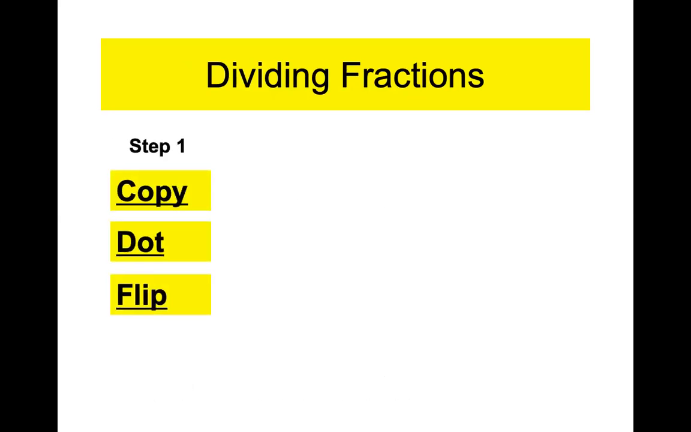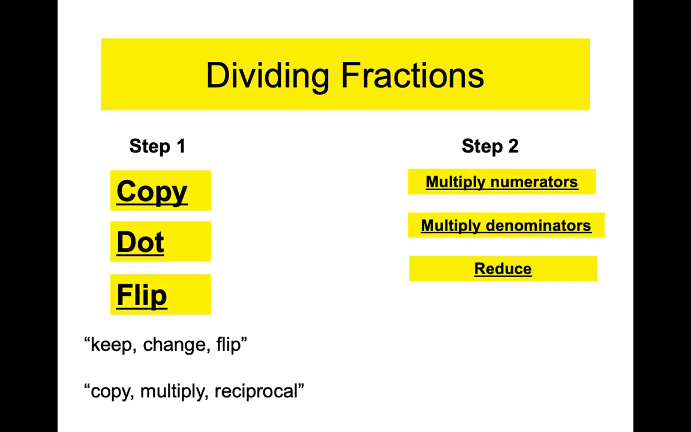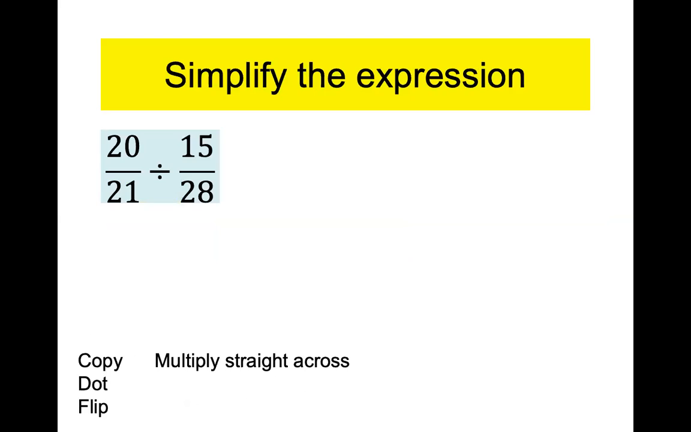Dividing, what we did yesterday. Three words: copy, dot, flip, right? Some people say keep, change, flip. Sometimes people say copy and multiply by the reciprocal, but copy, dot, flip is how I teach it. Once you've done a copy, dot, flip, then it's a multiplication problem. So you do the previous steps: multiply the numerators, multiply the denominators, reduce, write a mixed number if necessary.